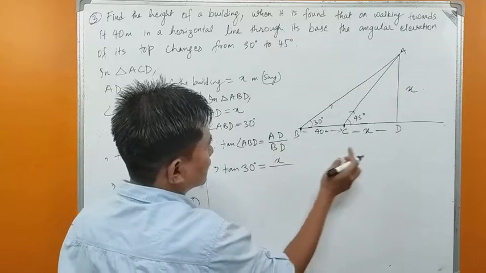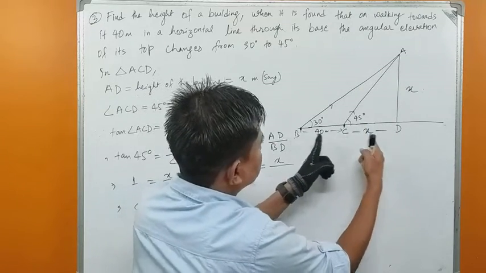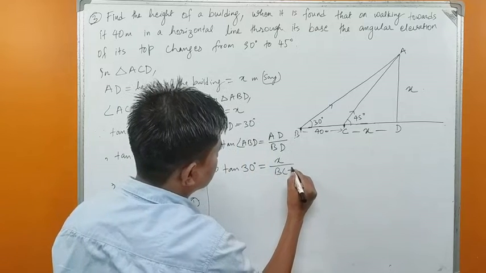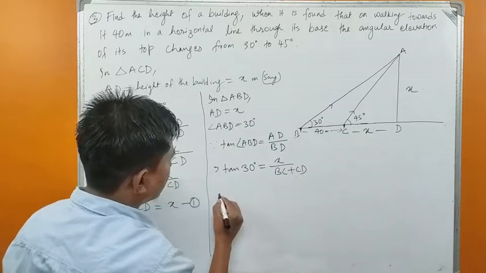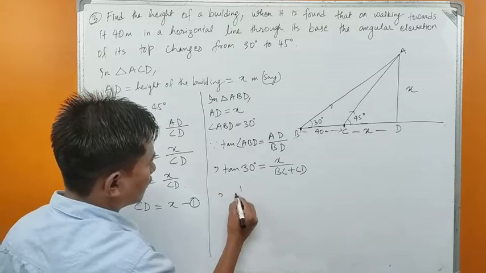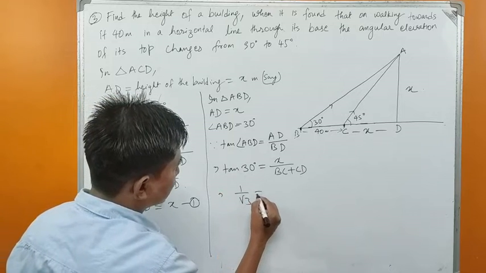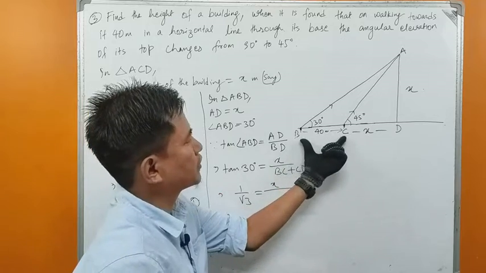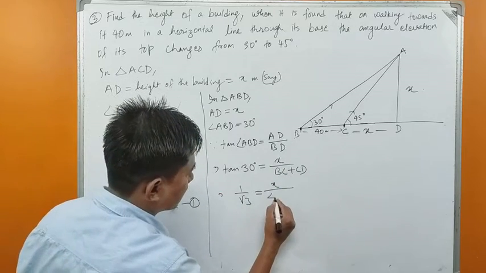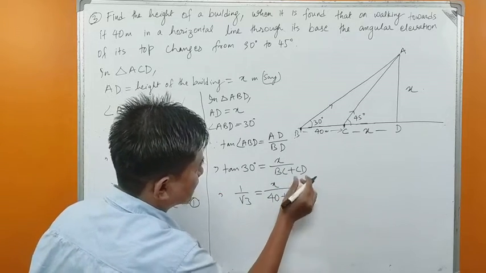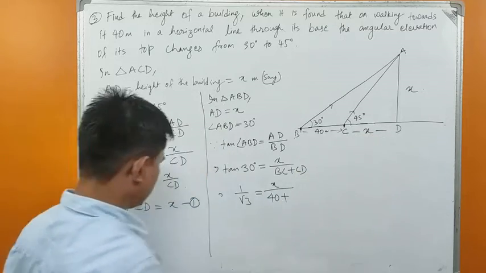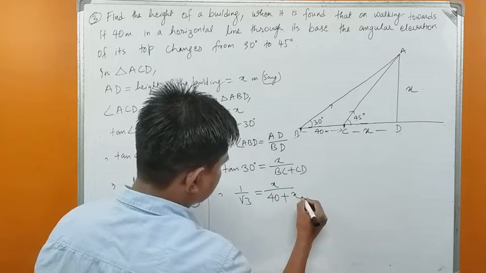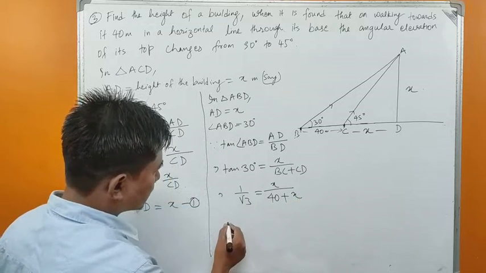and BD means BC plus CD. What is the value of tan 30? 1 upon root 3 equals x upon BC, BC is 40 meters, so we write 40 here plus CD. CD is x from equation 1. CD is x. Now let us cross multiply this.